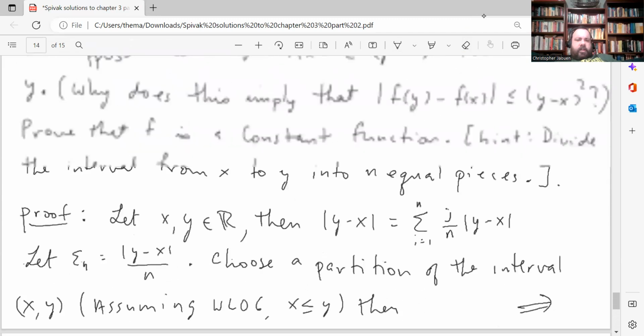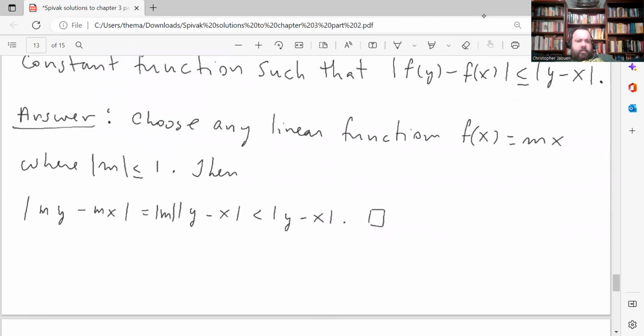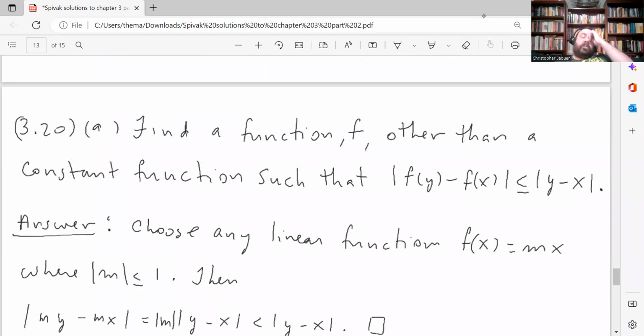Next one. I think this is the last one for this video. Yeah, 320. There's two parts to this one. Part A says find a function f other than a constant function such that the absolute value of f of y minus f of x is less than or equal to the absolute value of y minus x.